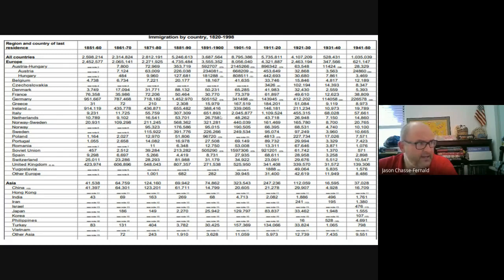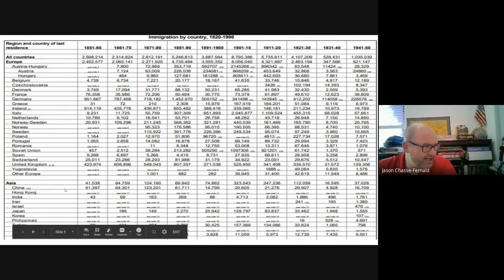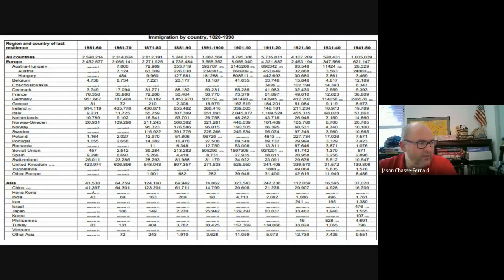We'll look at some of this. We'll also look at China. So let's look at the Chinese numbers here. 41,000 immigrants, 64,000 immigrants, 123,000 immigrants. We're seeing a pretty steady increase. And then the bottom falls out, and we drop back down to 61,000 immigrants from China. And then we drop down to 14,000 immigrants. That number really never rebounds until after World War II.